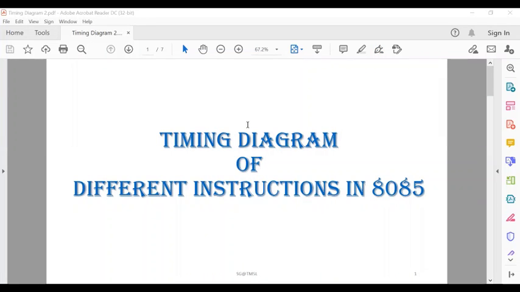Okay, so today I'd like to discuss the timing diagram of different instructions. I have several examples, like what will be the timing diagram of the MOV A comma B instruction, or what will be the timing diagram for MVI related instructions like MVI A comma some data byte, or for STA related instruction, STA some memory location. So these are the different timing diagrams that will be discussed now.